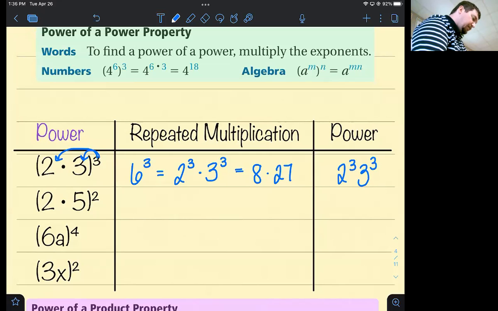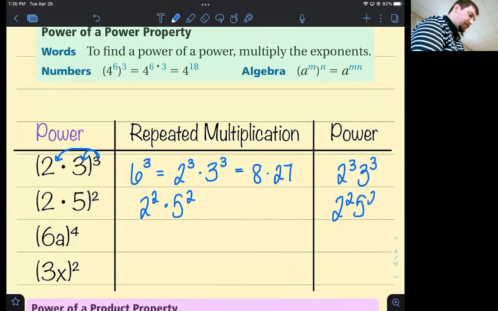2 to the second times 5 to the second, which is what they want you to write here, is 4 times 25. What's 4 times 25? 100. What will you get if you do 2 times 5 and then square that? 100. 10 squared is 100. So you get the same answer.